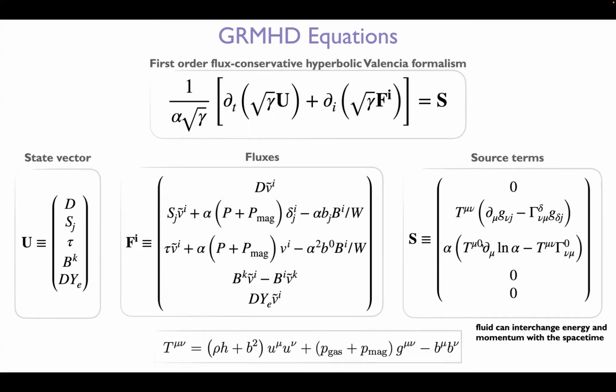And when you have non-negligible source terms on the right-hand sides, it comes through the T mu nu, which essentially means you can interchange energy and momenta with the space-time itself. And this is how your T mu nu typically looks like.